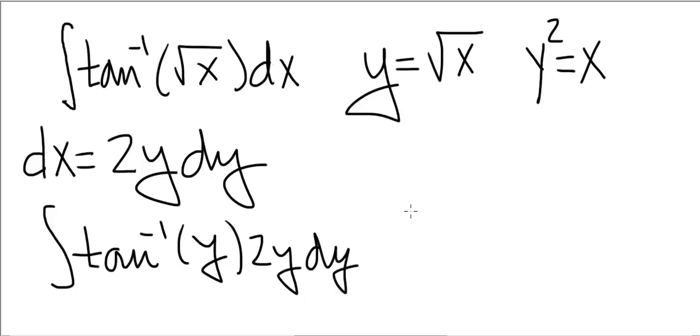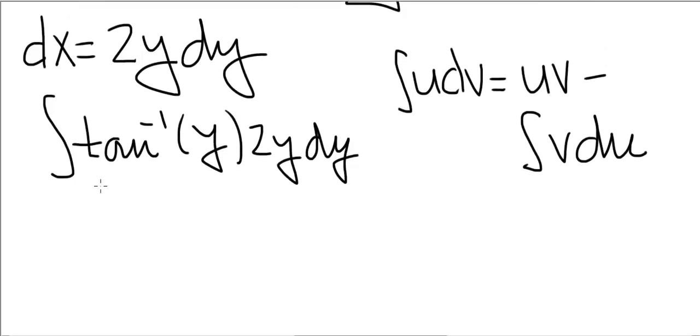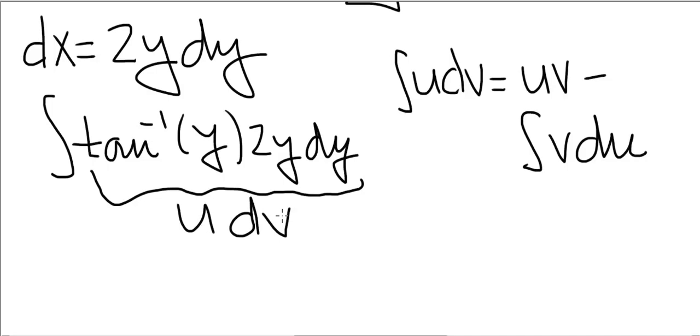We're going to use integration by parts. The integration by parts formula is the integral of u dv equals u times v minus the integral of v du. So this integral, inverse tangent of y times 2y dy, we'll call this the integral of u dv, and we have to make a selection for u and for dv.